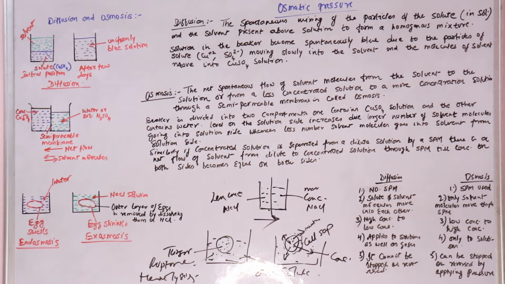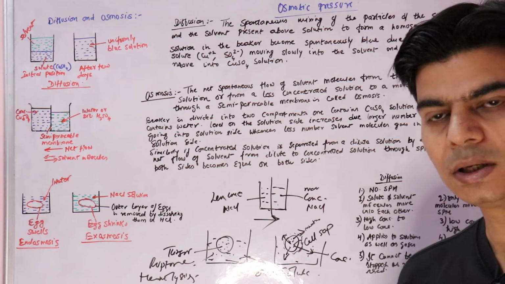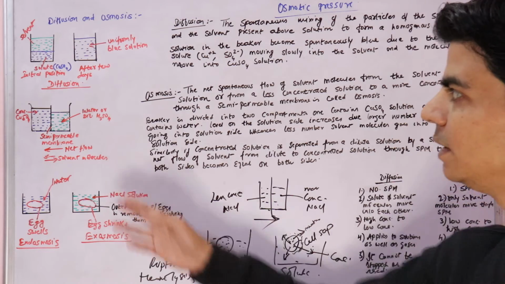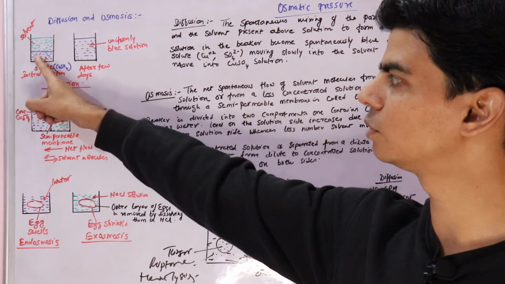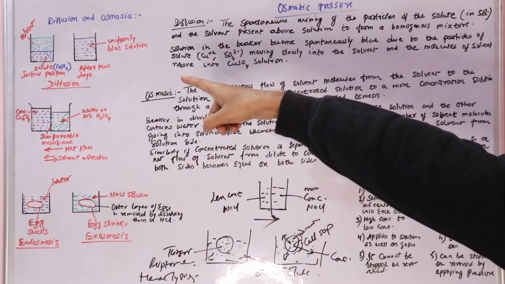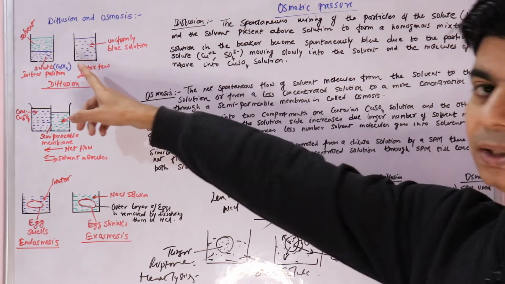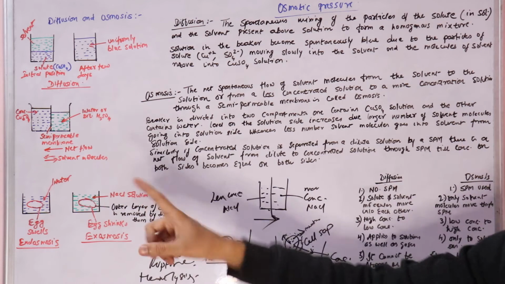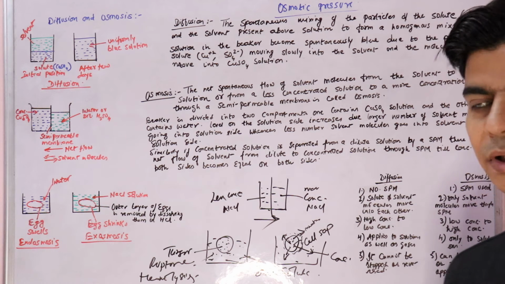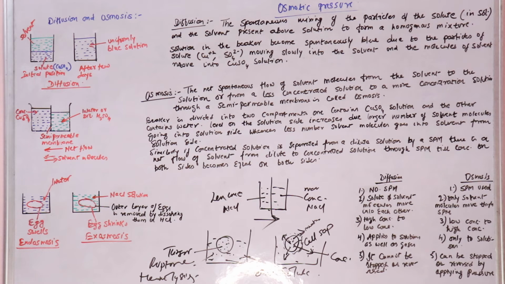We know that osmosis is from low concentration to high concentration, and in case of diffusion, it's from high concentration to low concentration, right? The reverse applies. Diffusion applies to gases as well as liquids, and osmosis applies only to liquids. Diffusion cannot be stopped. In the next video lecture we will be doing osmotic pressure.